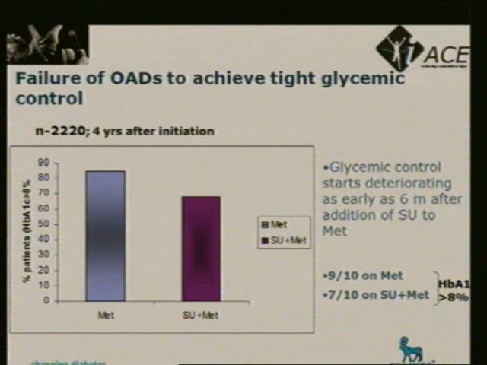In this study here, it's demonstrated that with the use of metformin alone or with sulfonylurea and metformin, the percentage of patients achieving HbA1c greater than 8% after 4 years of initiation of therapy, 9 out of 10 patients on metformin have a HbA1c greater than 8%, and 7 out of 10 on the combination of sulfonylurea and metformin have an A1c level of greater than 8%.